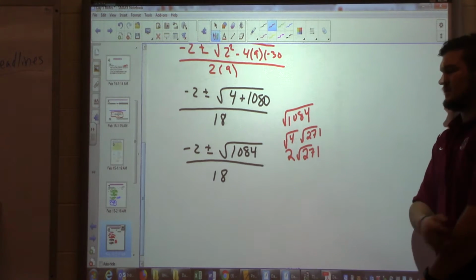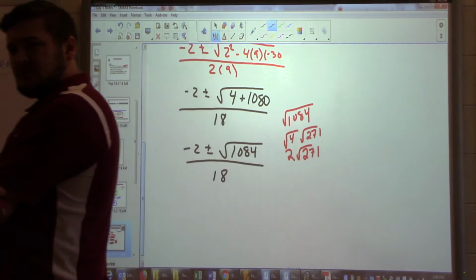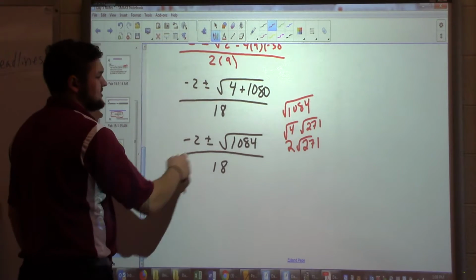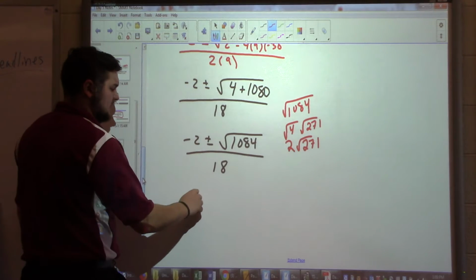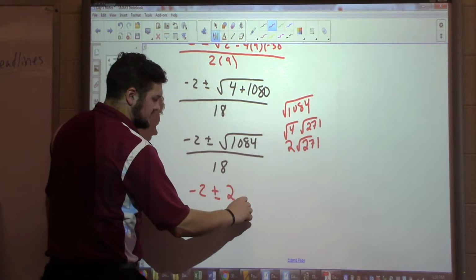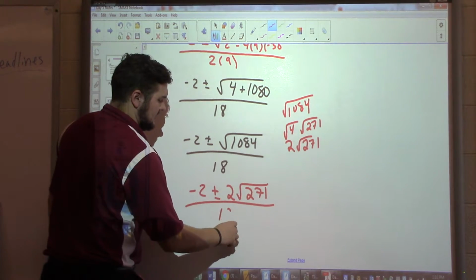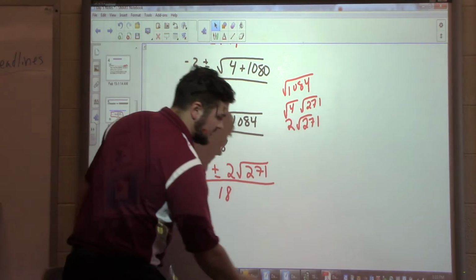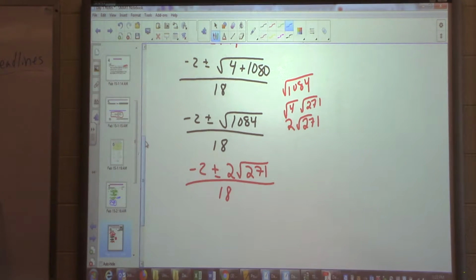Are there any perfect squares that go into 271? No? Alright. So then what I'm going to do is I'm going to change this. Instead of saying square root of 1084, I'm going to do 2 square roots of 271. Negative 2 plus or minus 2 square roots of 271 over 18. That's your answer? No. Is that what you think? Simplify 2 and 18.